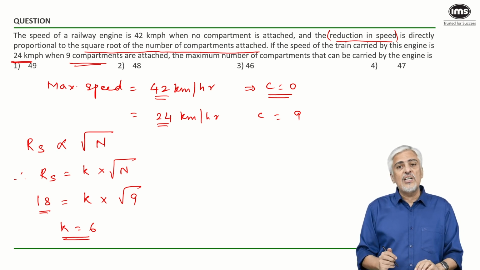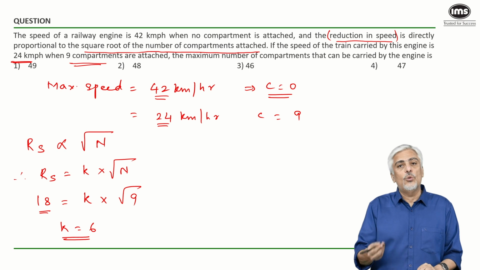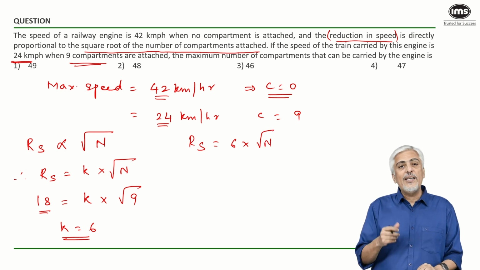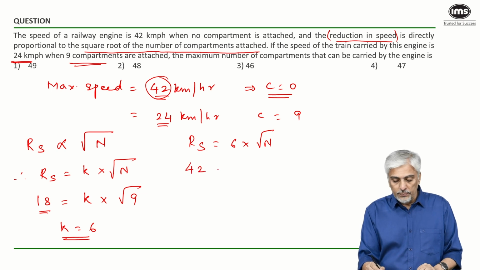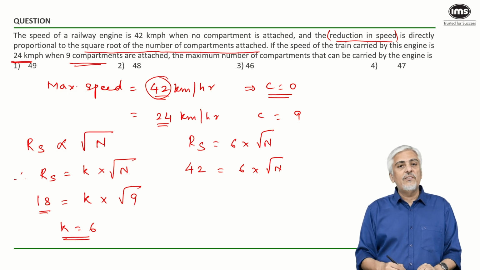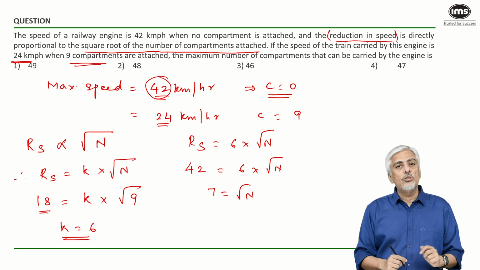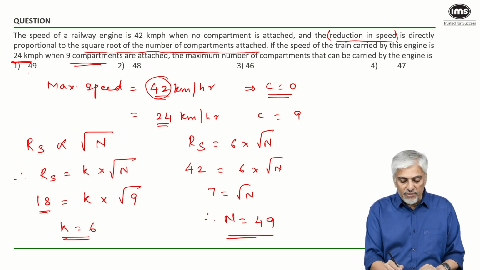So, what we will do is we will assume when does the speed become 0 and then minus 1 compartment from that. So, for the speed to become 0, I will say reduction in speed, which is equal to 6 into root n. For the speed to become 0, the original speed was 42. So, reduction in speed will be 42 is equal to 6 into square root of n. 42 divided by 6 is 7. 7 is equal to square root of n. Take squares on both sides. Therefore, n is 49.